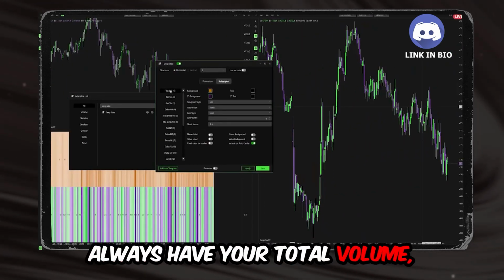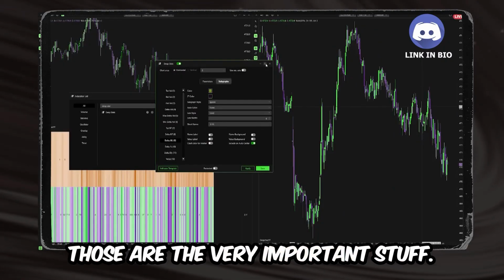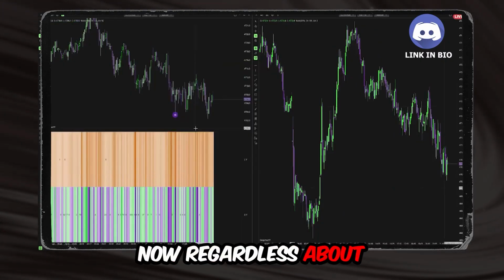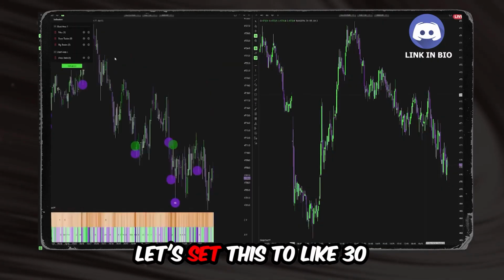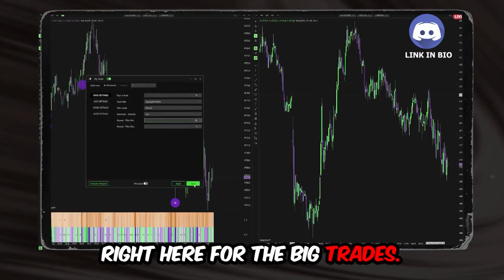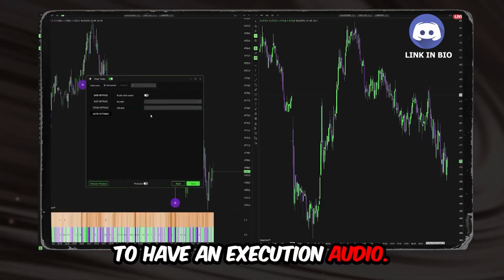Always have your total volume, always have your delta, and always have your delta percentage. Those are the very important stuff. Now, regardless of the aggregated orders, we want to be setting this to 30. Let's set this to 30 right here for the big trades. And for every trade, I want to have an execution audio.